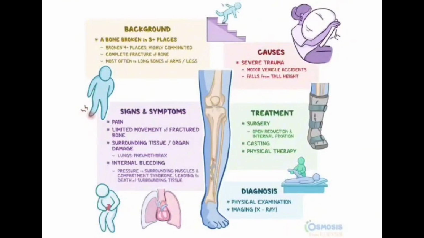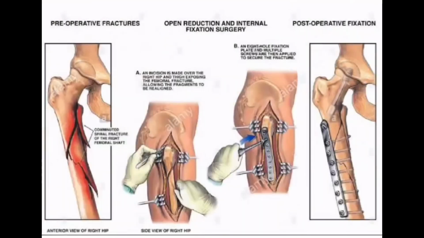Comminuted fractures can be particularly challenging to treat and may require surgical intervention to realign and stabilize the bone fragments. Surgeons may use hardware such as screws, plates, or rods to hold the bone pieces together while they heal.